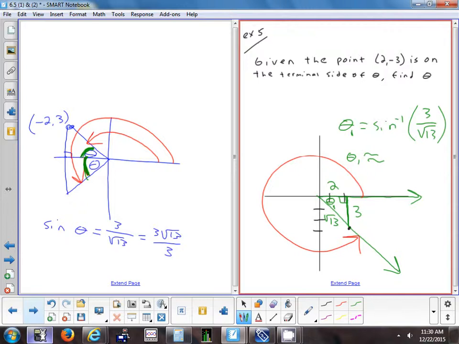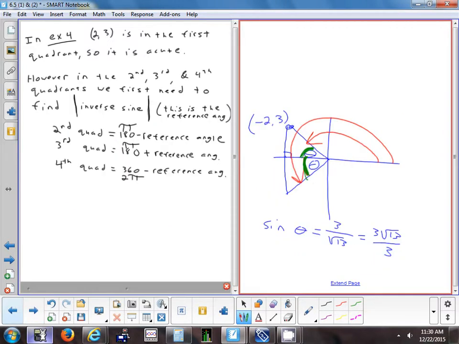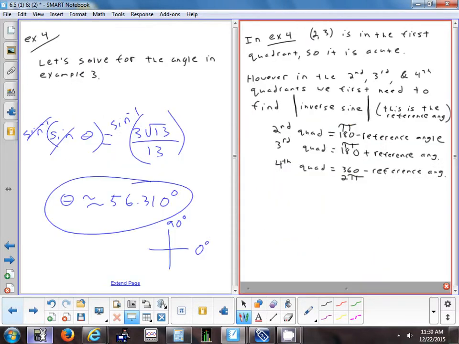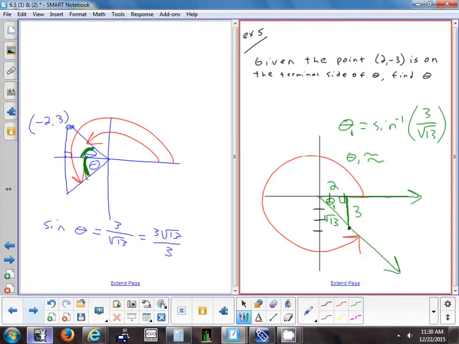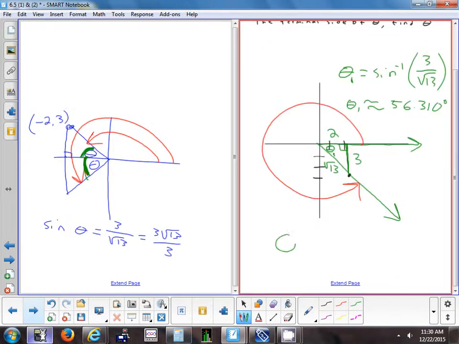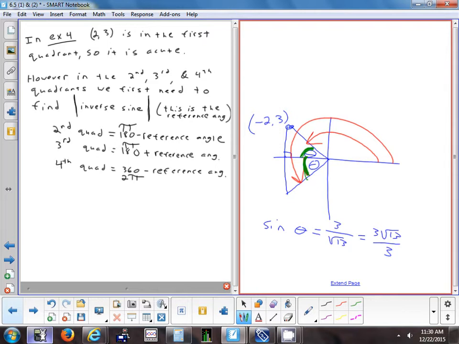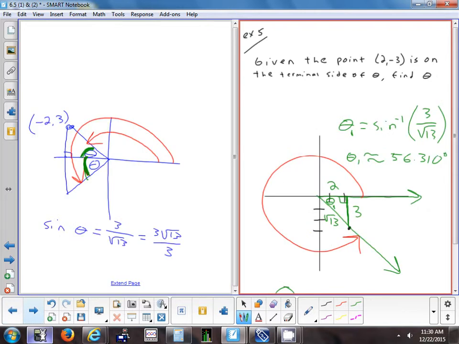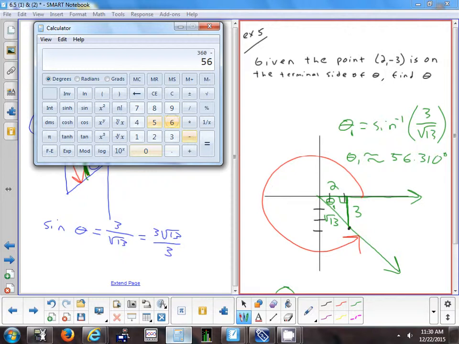Okay, and what do we get for theta 1? 56. Yeah, we just did that earlier. 56.310. But this time it's just my reference angle. So how would I find the angle in red? Take my reference angle and subtract it from 360. Okay, so that big arc in red is 303.69 degrees.